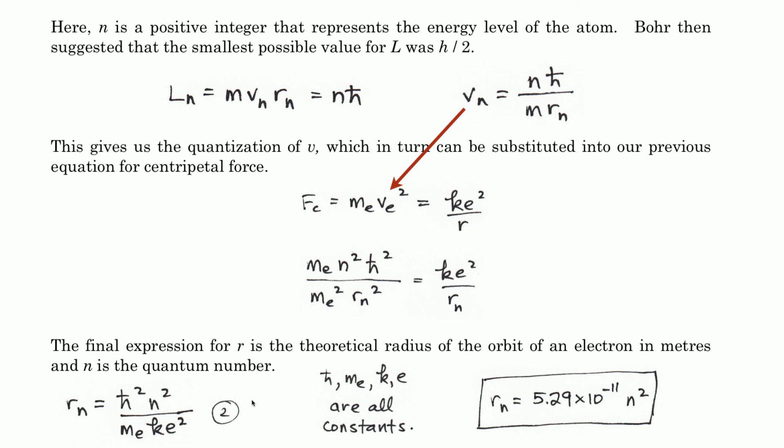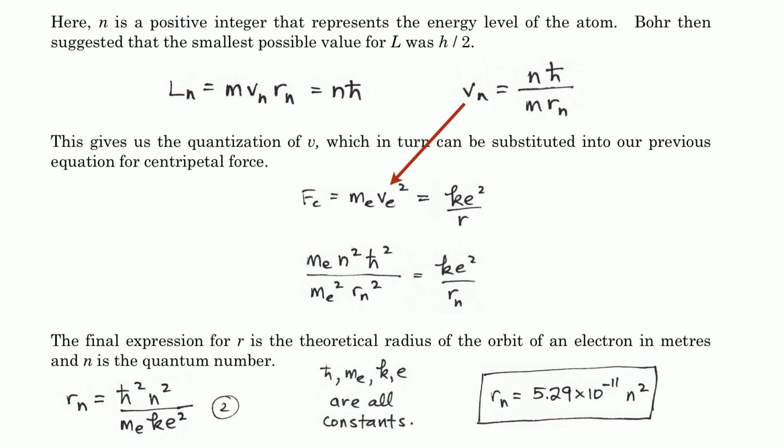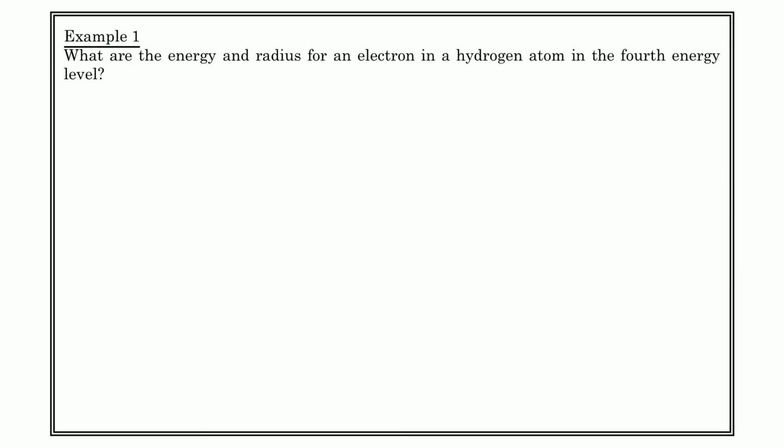Right? So all this simplifies down very, very nicely. So here's what we have. Here's an example, because after all of this derivation, now we kind of need an example. What are the energy levels and radius for an electron in a hydrogen atom in the 4th energy level? All right. Well, let's look at equation number 1.